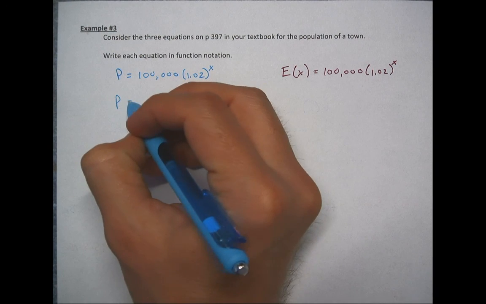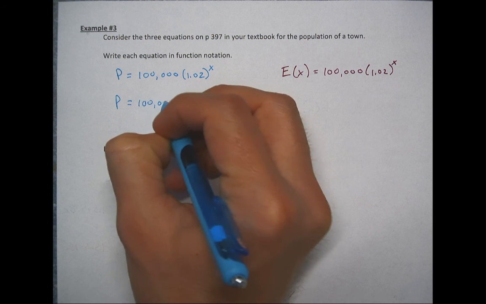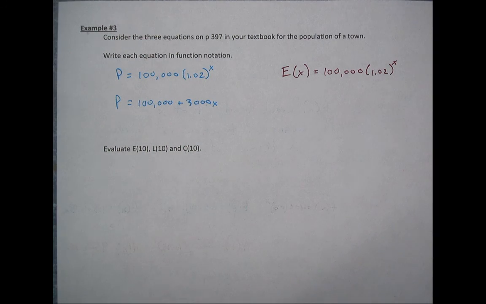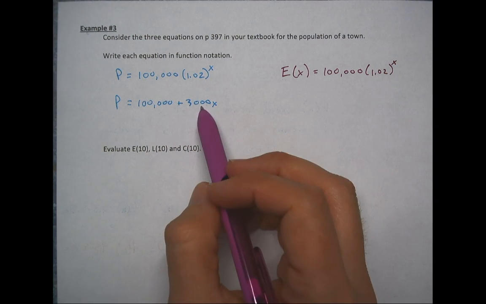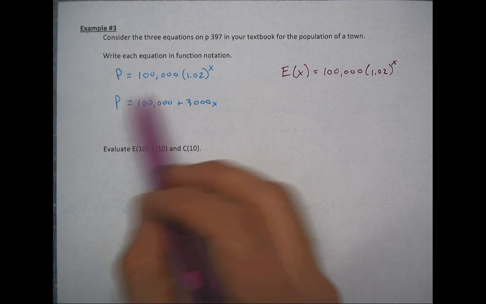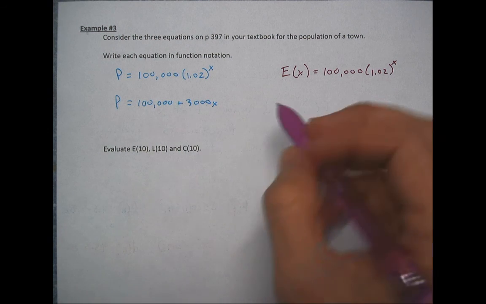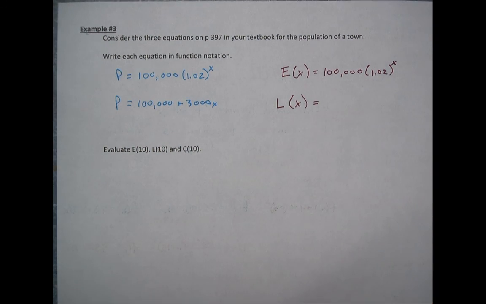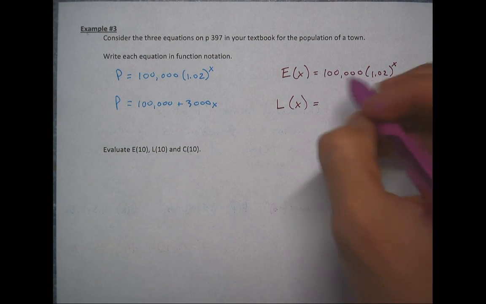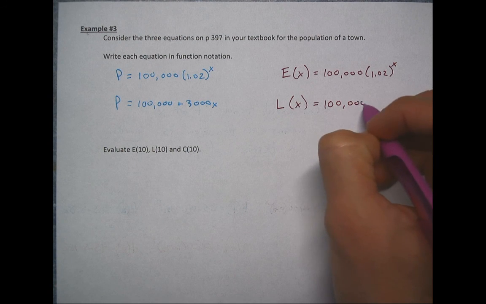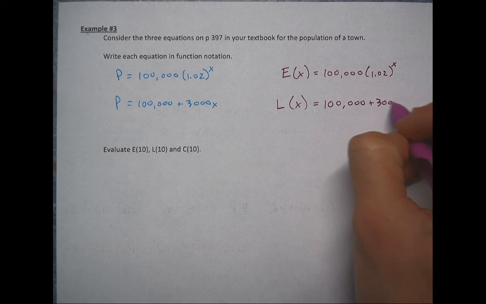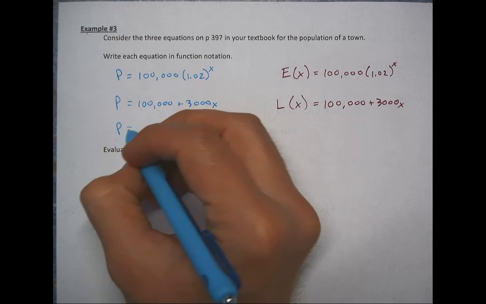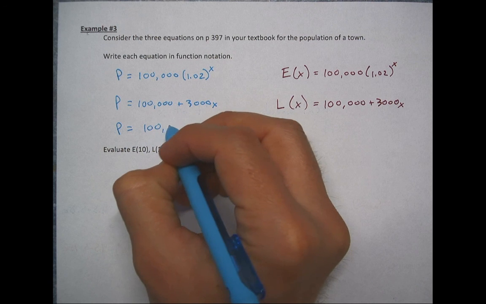The next equation was 100,000 plus 3,000x. So this is an mx plus b form, right? Here's your slope, here's your intercept. And so this is linear. So if I'm going to write this in function notation, I'm going to use an L of x to show that this is my linear function. And the last one just says p equals 100,000.